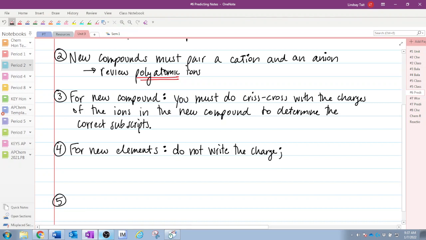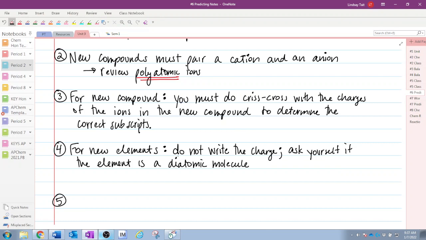However, you will have to ask yourself one question. Ask yourself if the element is a diatomic molecule. That is the only thing that you'll have to consider for your elements, is if it is a diatomic molecule. Because what will I have to add to the formula if it's a diatomic molecule?